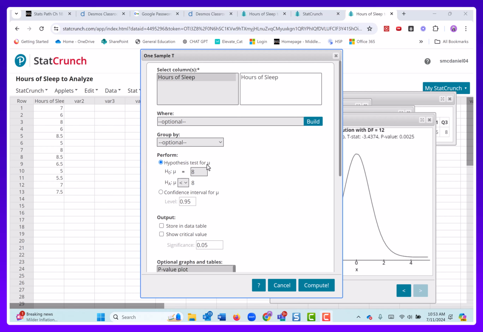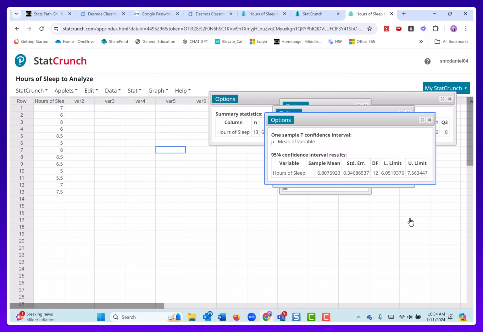And just to show you, I went ahead and edited, changed the confidence interval, pressed compute. Here's our interval. So we're 95% confident the true mean sleep for MTSU stat students is between about 6 hours and 7.5 hours. Or you could say 6.05 hours and 7.56 hours, however you want to round on that. Okay, so I hope that helps.